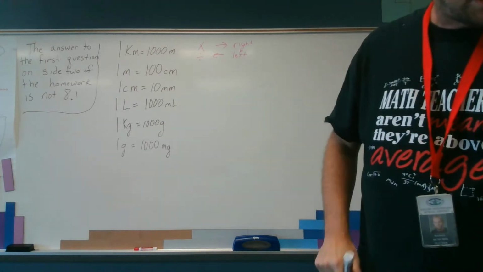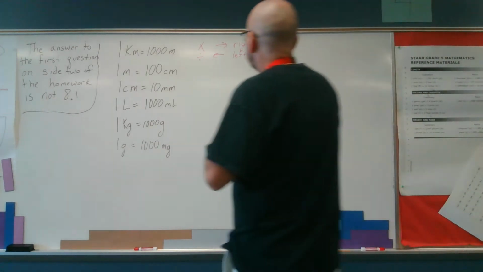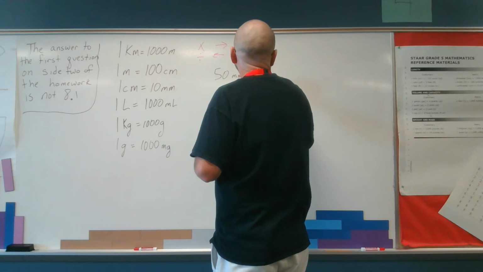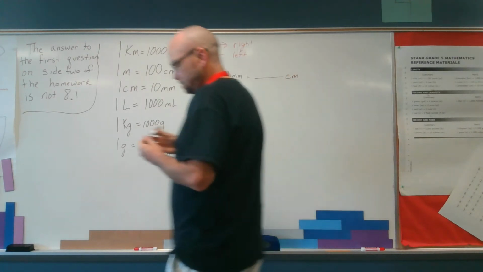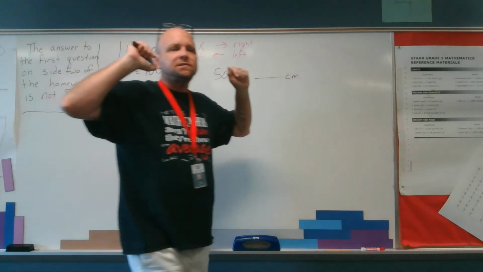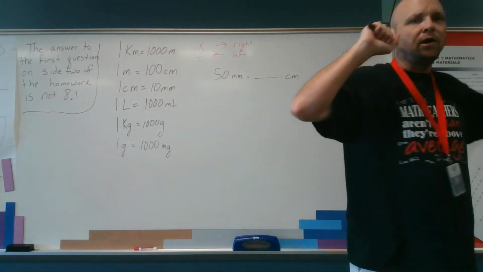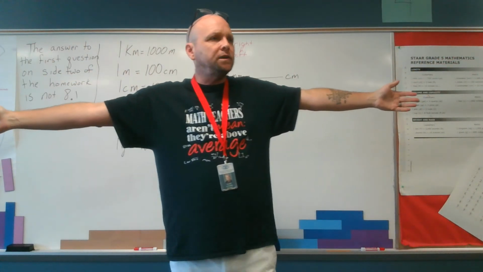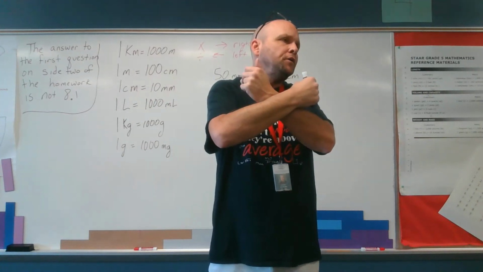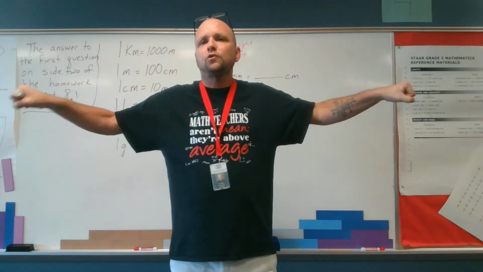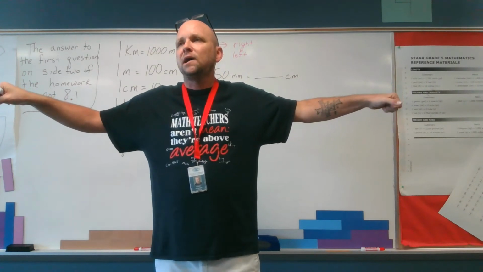The first one I want to do is 50 millimeters equals blank centimeters. The same rule applies as far as deciding whether you need to multiply or divide. If you're going from a bigger unit to a smaller unit, you multiply. A smaller unit to a bigger unit, you divide.